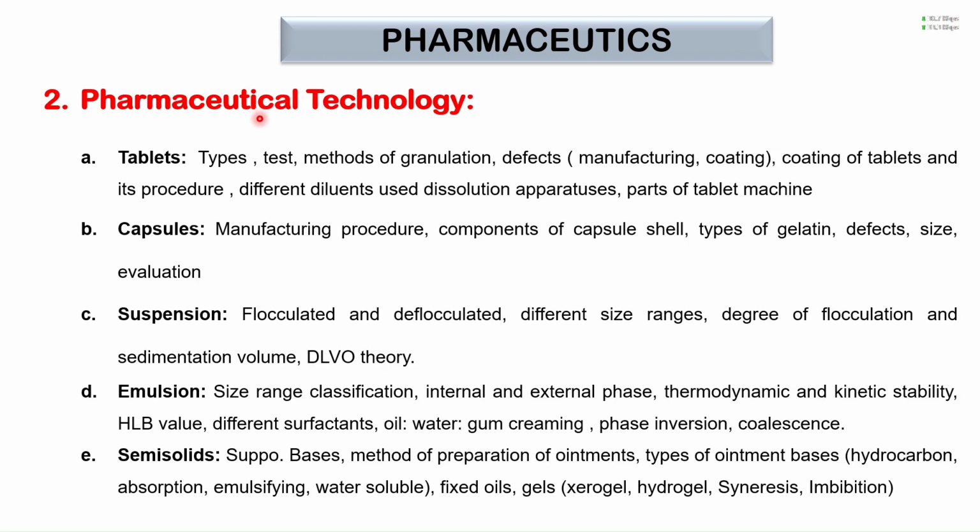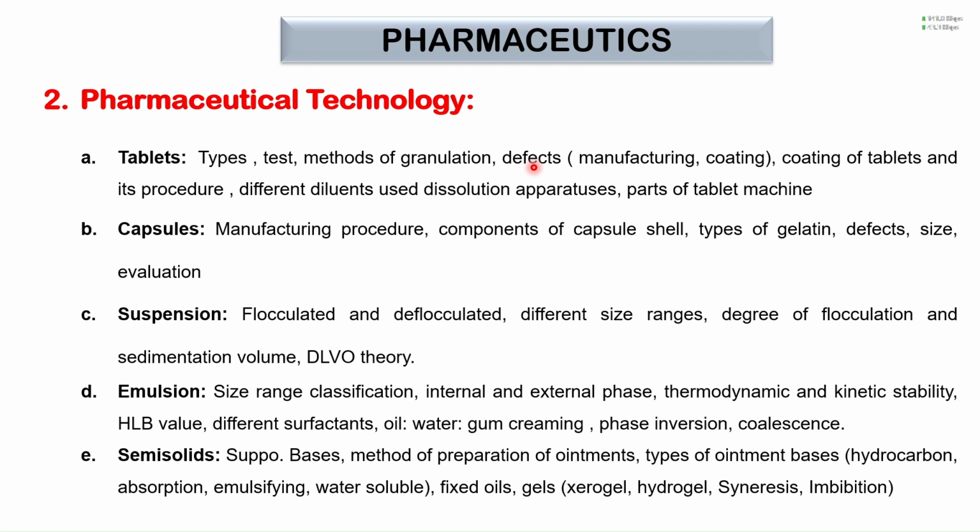Next point is pharmaceutical technology. So pharmaceutical technology covers most of the bulky part of pharmaceutics. So there are further subdivisions in it. The first and the foremost important thing is tablets. Types of tablets, tests for tablets like disintegration, dissolution, friability, content uniformity, methods of granulation.